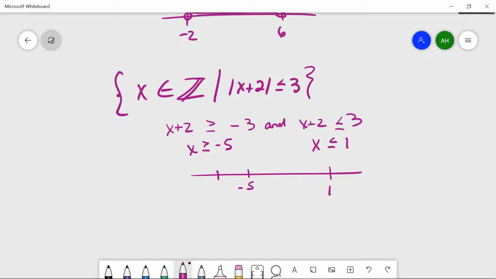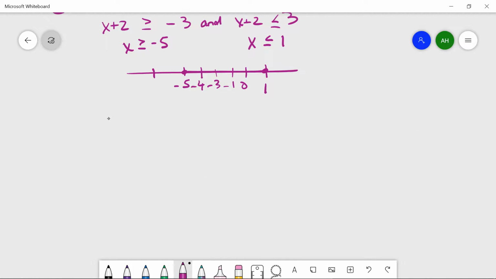So x is greater than or equal to -5. And remember, this is where it gets a little confusing. The -3 is greater than the -5, right? So we're going in this direction here. And the numbers that are less than 1 are 1, 0, and -1. So between this and this, here we go. Thinking about the fact that x is greater than -5, those are going to be the numbers to the right.